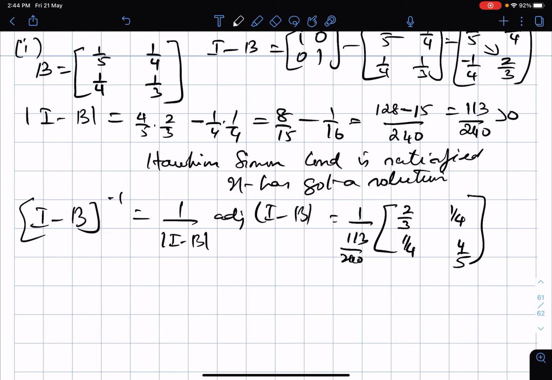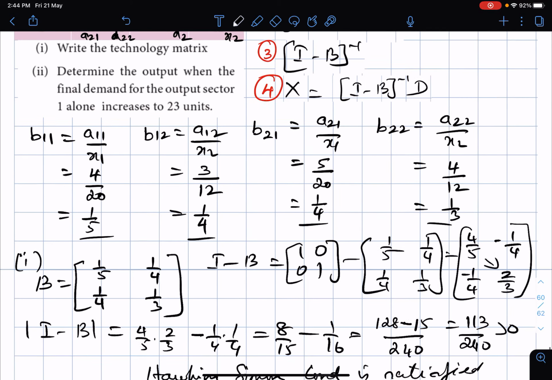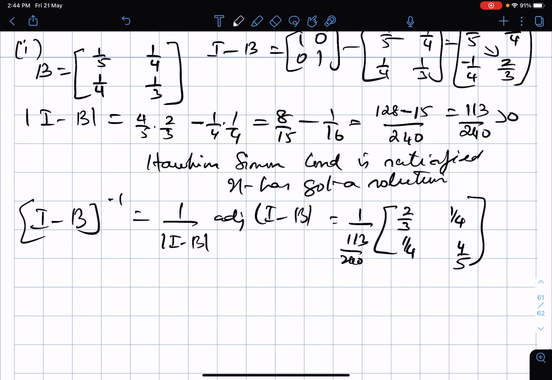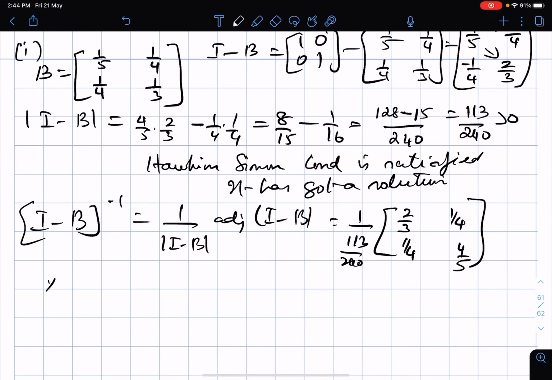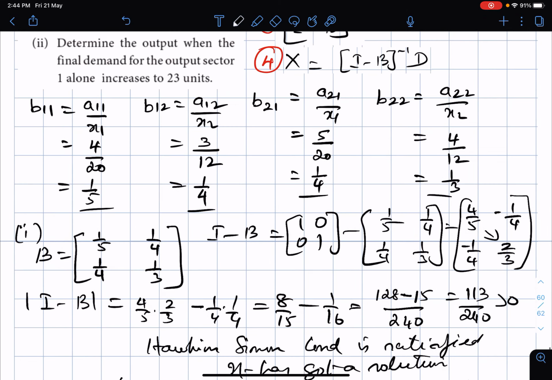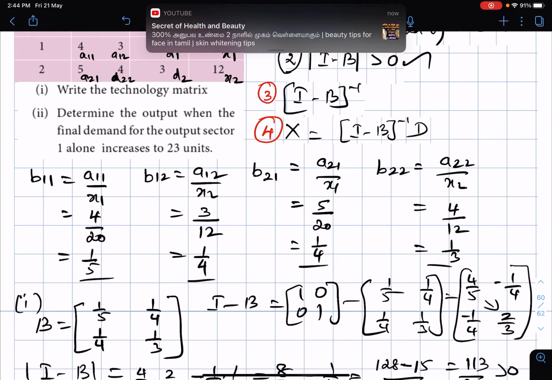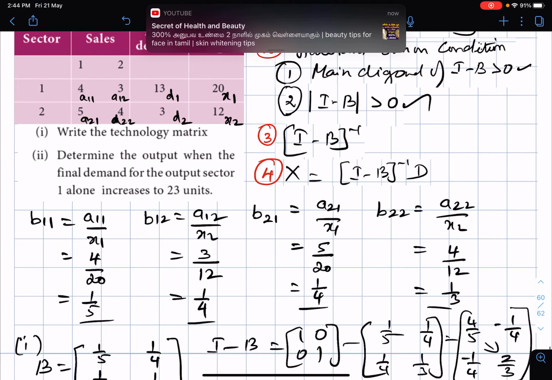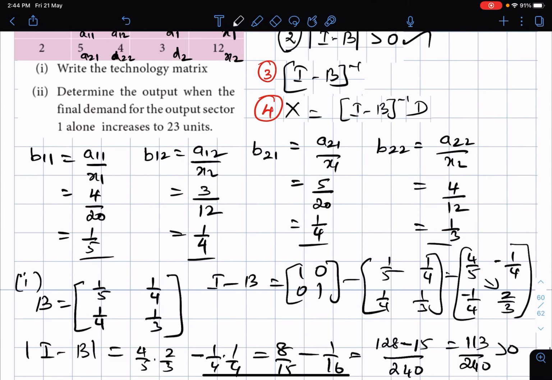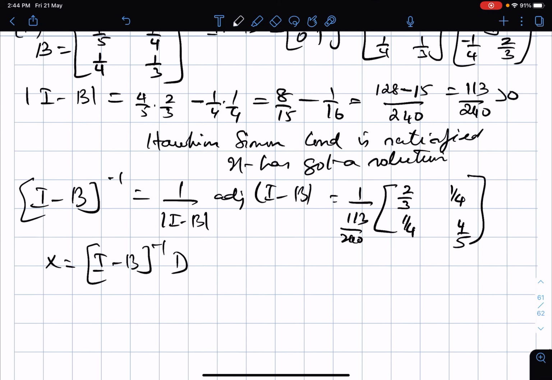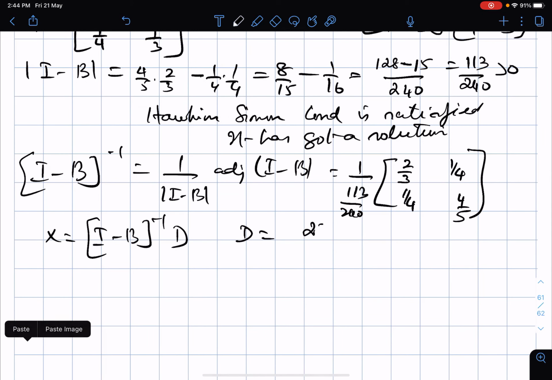Now coming to our fourth step. So we have found out I minus b inverse. Now, x equal to I minus b the whole inverse into d. And for d, what have they given? When the final demand for the output sector 1 alone increases to 23 units. Already you have got 13 and 3 as demand. So here your demand is going to be 23 and 3. So this is going to be your d.